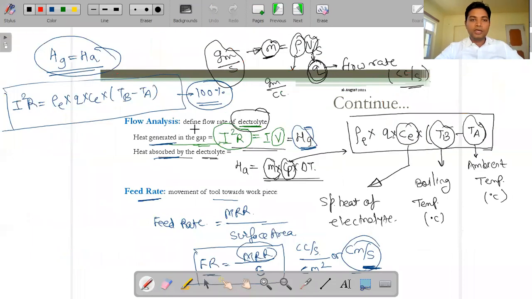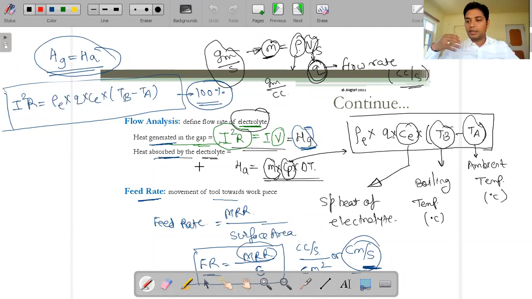After that, we derived two more formulas based on the flow analysis, again based on the electrolysis part only. So how to calculate how much amount of heat is generated, as well as how much amount of heat is absorbed by the electrolyte.